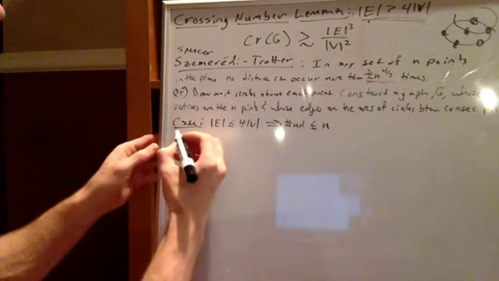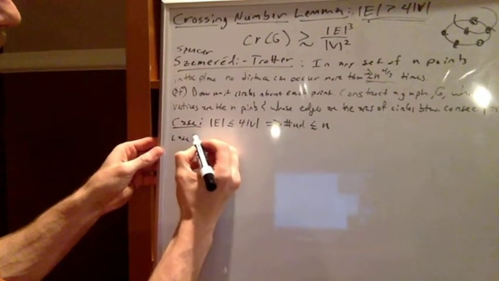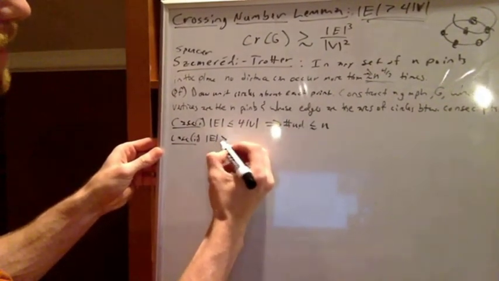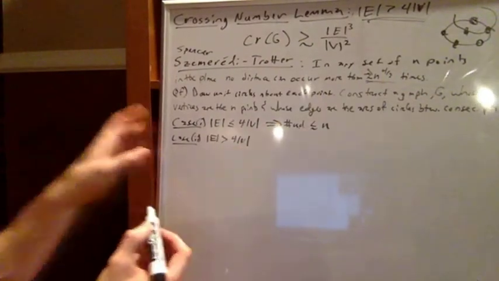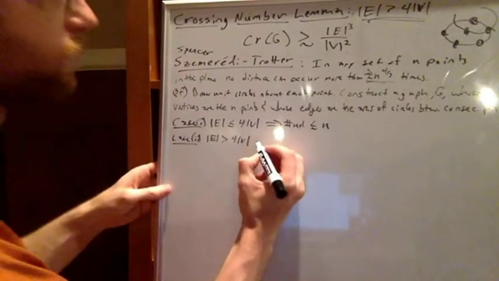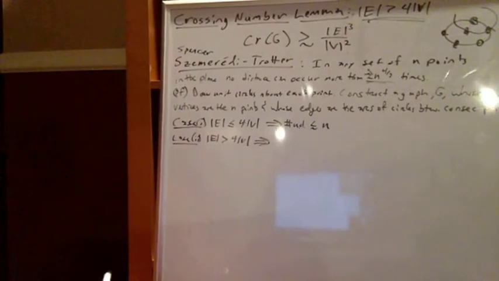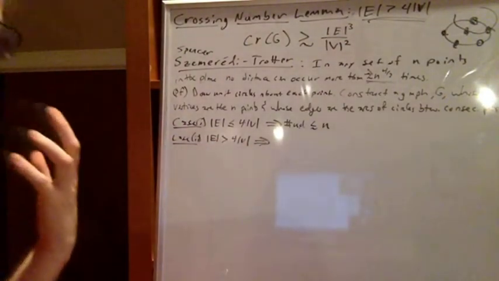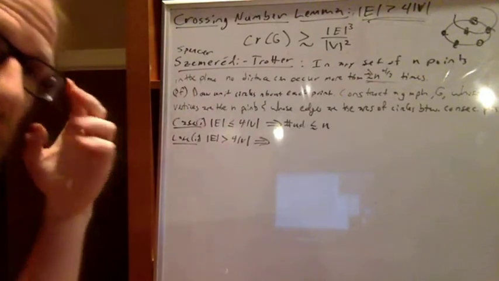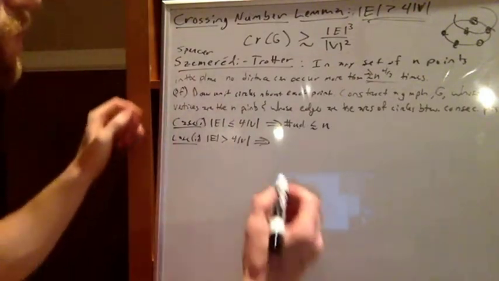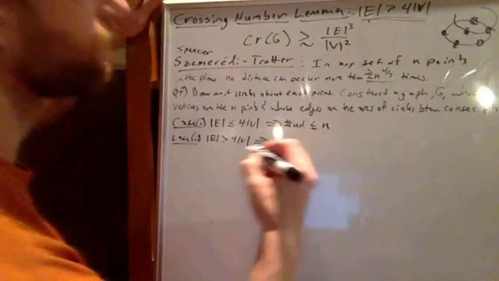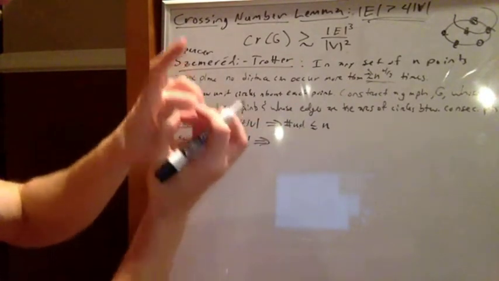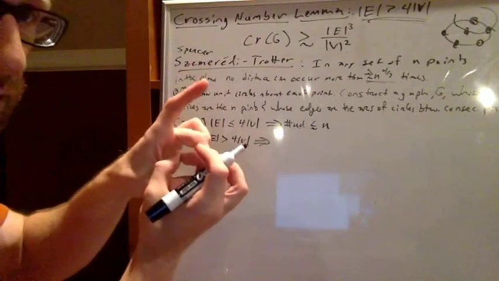Now, suppose, case 2, that E is bigger than 4v, again, after the pruning. Well, then I can apply the crossing number lemma. Again, with the crossing number lemma, that gives me a lower bound on the number of crossings, and now I want an upper bound on the number of crossings. Well, for sure, the maximum number of times that I can have edges crossing is going to be related to the number of times that circles can cross.